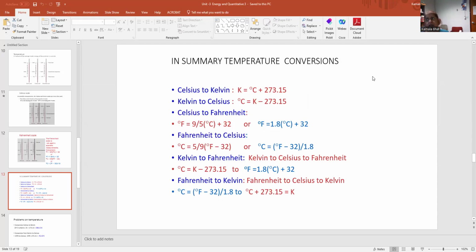Kelvin to Fahrenheit, you cannot go directly. So you have to take it step by step. First, from Kelvin, convert it to Celsius, and then convert the Celsius to Fahrenheit. So how do we convert from Kelvin to Celsius? You subtract 273. Then whatever answer you get, you multiply it by 1.8 and add 32. And the reverse is the same. First, you convert Fahrenheit to Celsius and then add 273 to get the Kelvin scale.